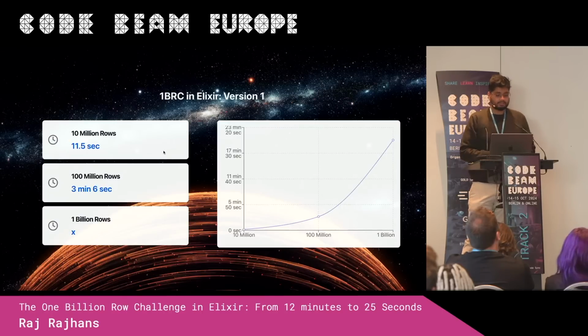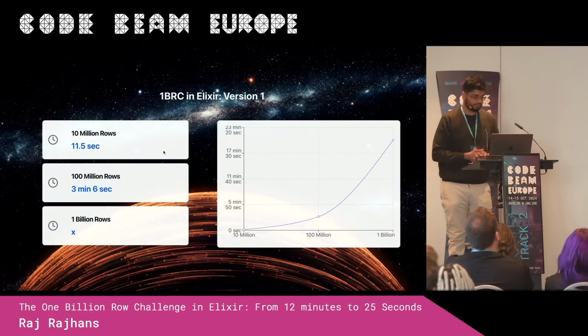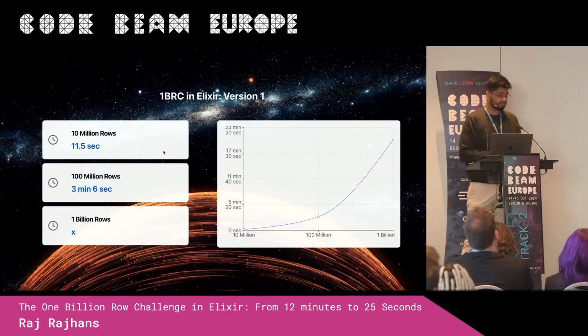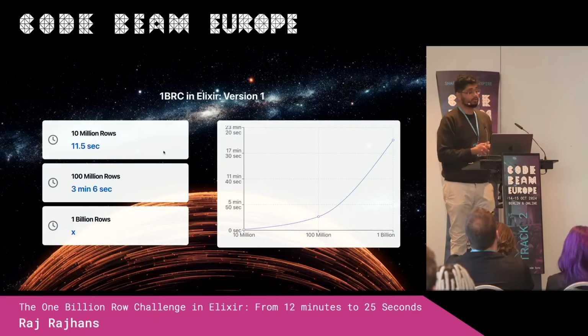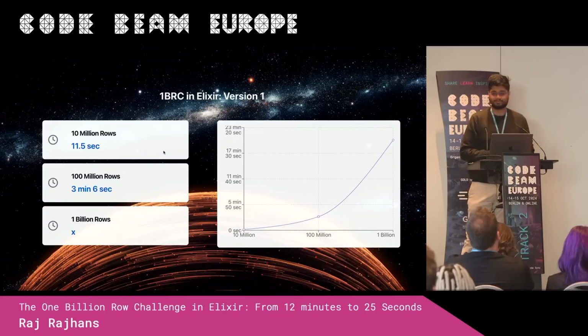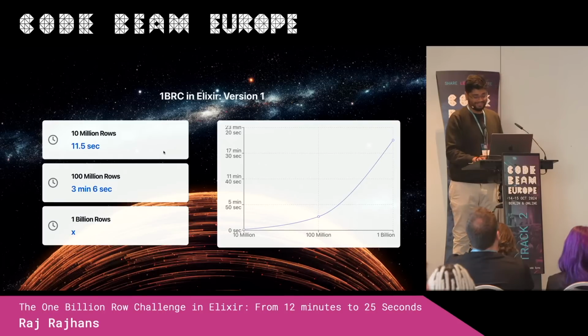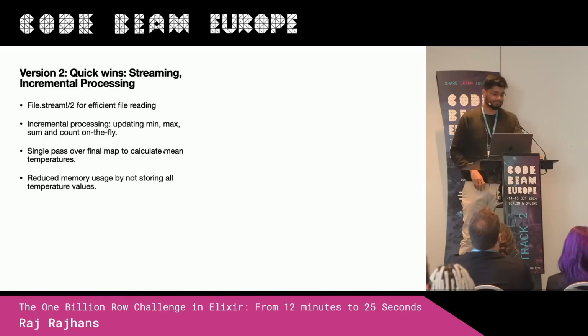Performance wise, this code took 11.5 seconds for 10 million rows, 3 minutes 6 seconds for 100 million rows, and well, I could not run it for a billion rows because my operating system kept killing the process because it was taking too much RAM. So this was a good time to start optimizing.